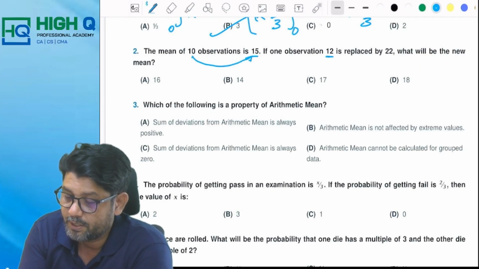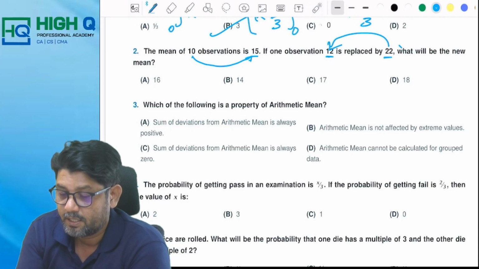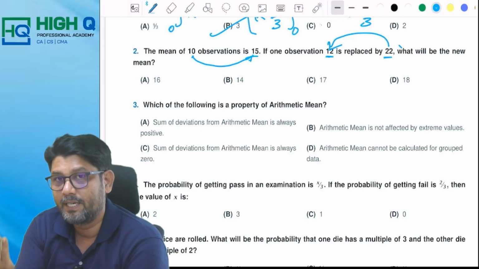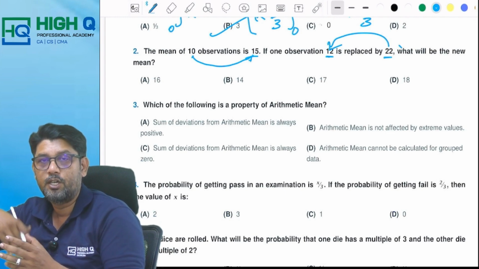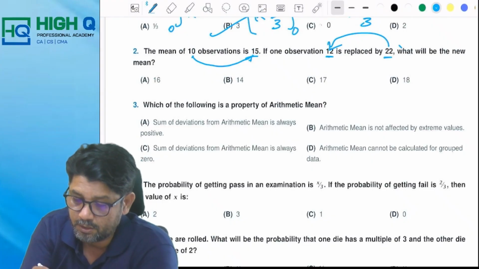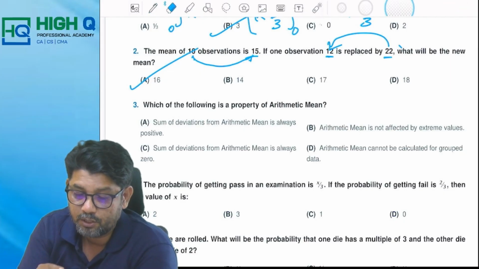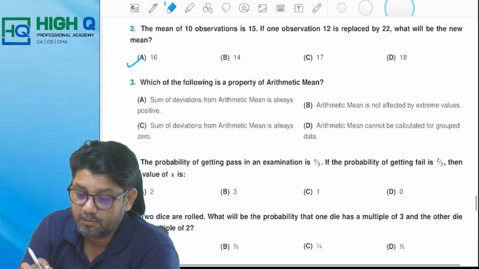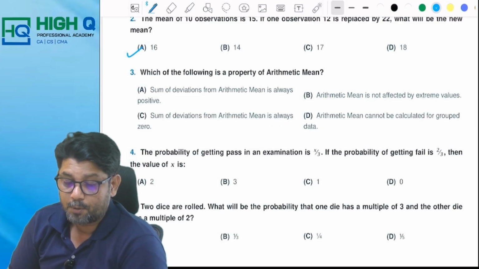150, and the wrong observation and correct observation, the difference is 10. Since the correct observation is the greater number, what I'm going to do is 150 plus 10. If it were the smaller number, I would have done 150 minus 10. So one number is leaving, the other number is entering, so there is no change in the number of observations. Therefore, 150 plus 10 is going to be 160. That's it. Without touching pen and pencil we can do this, my dear. So in this session, overall, I'm going to teach you how to solve the questions mostly without touching pen and paper.